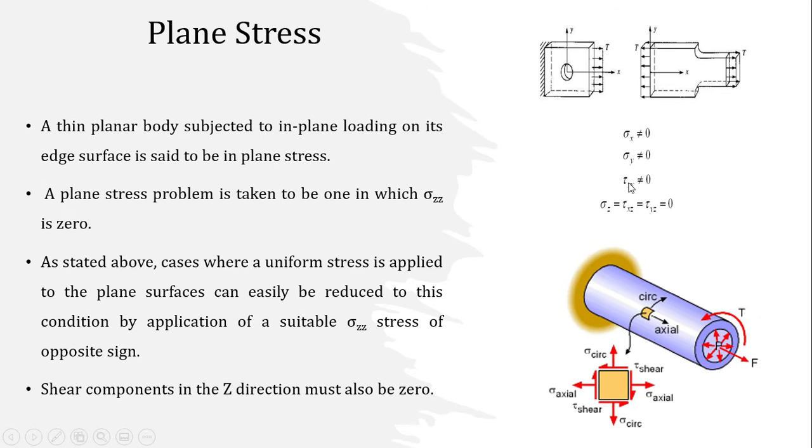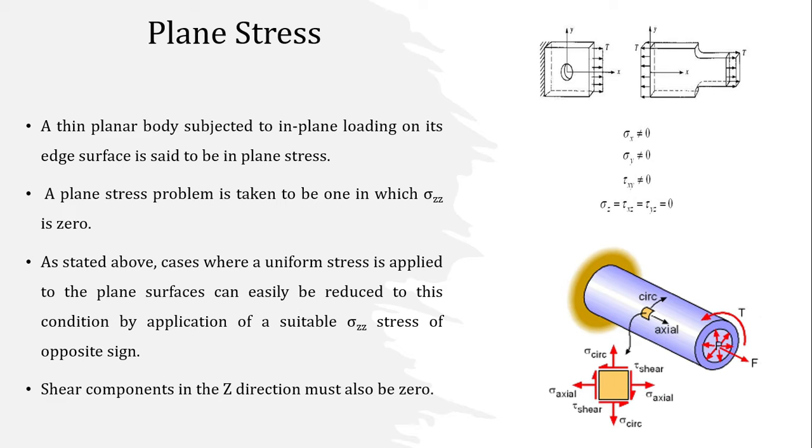That is, the sigma z, and the tau xz and tau yz stresses, which are the shear stresses, one component of normal stress and two components of shear stress, are considered to be zero. This is how, using the condition of plane stress, a given 3D problem can be converted to a 2D problem. Thus, a 9 element matrix can be converted to a simple 4 element matrix and can be solved. So, this is the advantage of considering the plane stress condition.